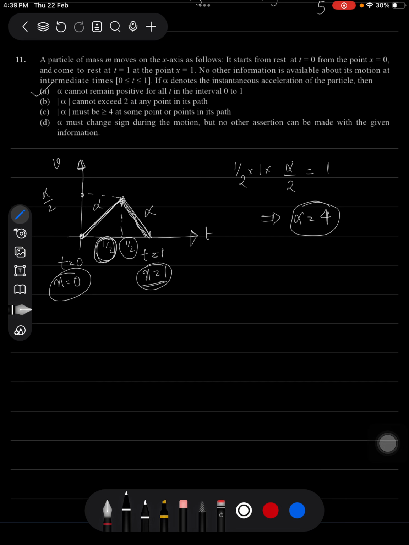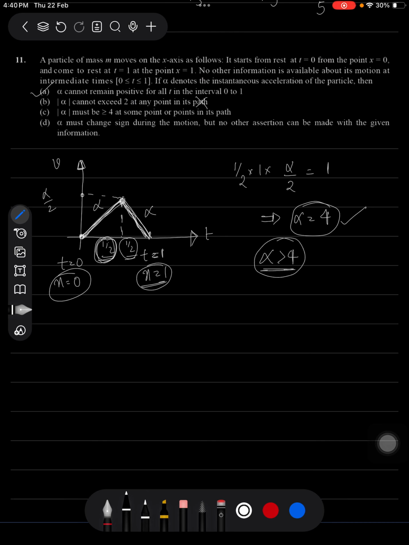So if you see option B, this cannot be correct because they are telling it cannot exceed 2, but according to my assumption, alpha can be 4. Now think something like this. Here I have taken equal acceleration and equal deceleration, so it is half a second, half a second. Can alpha be greater than 4? Yes, it can. Then this time will decrease and this time will increase. It will accelerate with a high acceleration for a short time and decelerate for a longer time to come to rest.